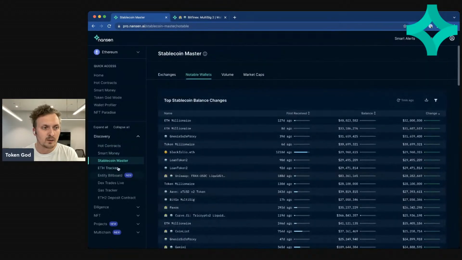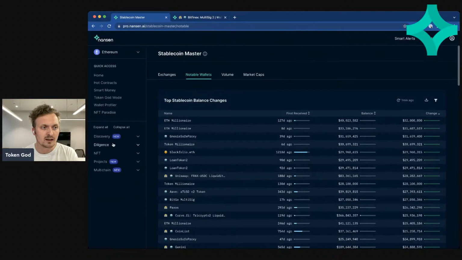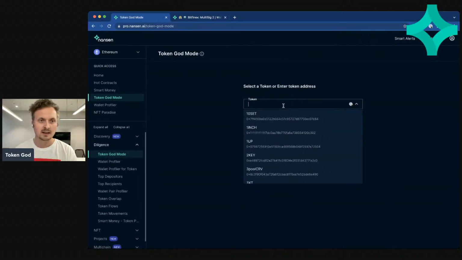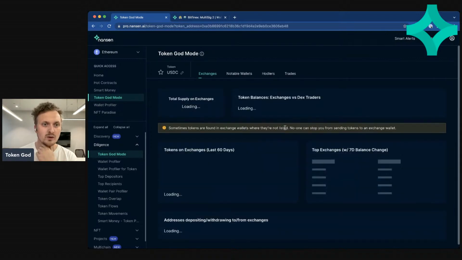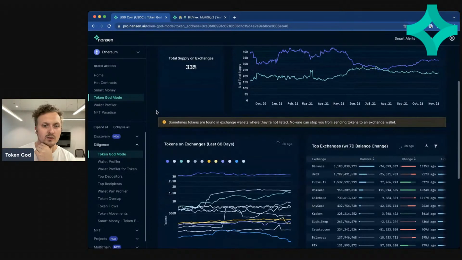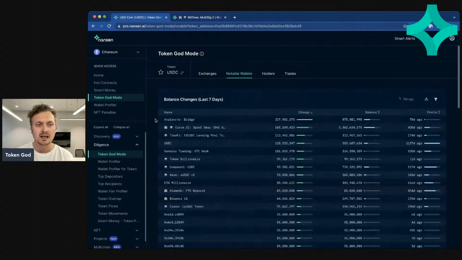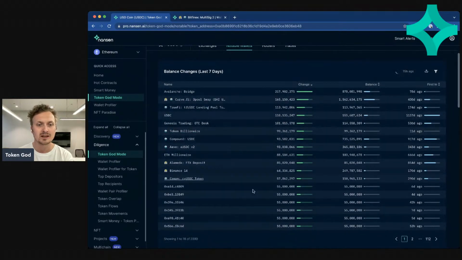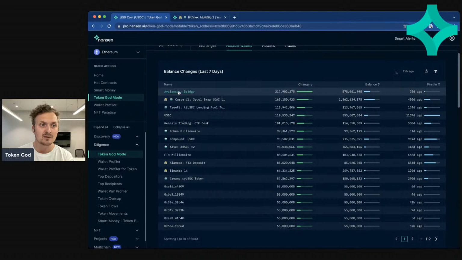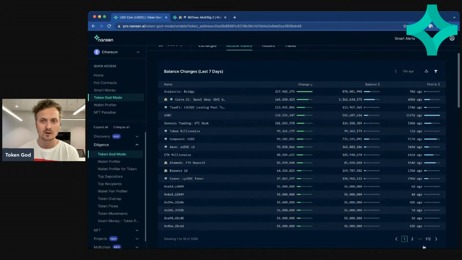You can also do this, by the way, with token God mode. So if you go to diligence, token God mode, plug in something like USDC, what are people doing with their USDC? You can find out by going to token God mode and checking out notable wallets. This is similar to hot contracts, but it's not as powerful because you're only looking at one token flowing into these. But here you see some of the same things, like Avalanche. Many people are sending USDC to Avalanche. Some liquidity incentives, perhaps, some interesting stuff going on there. Now you might not have known about it, but now you do. And it's worth looking into.